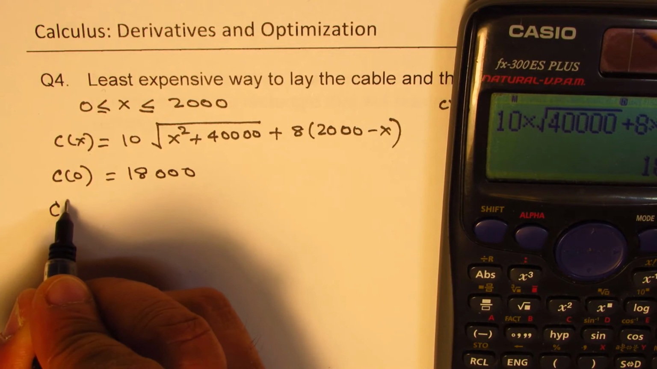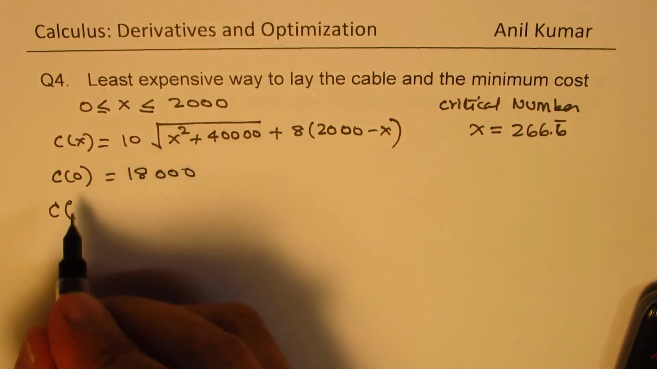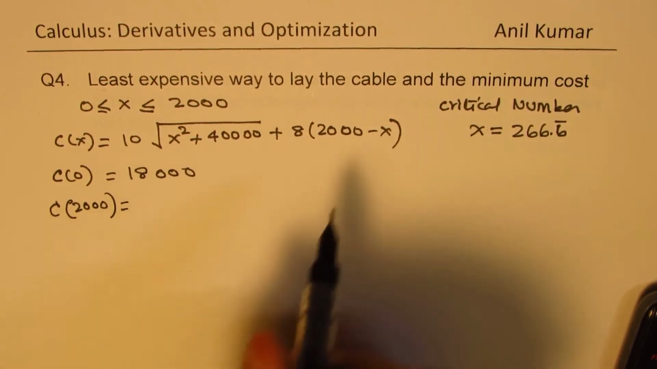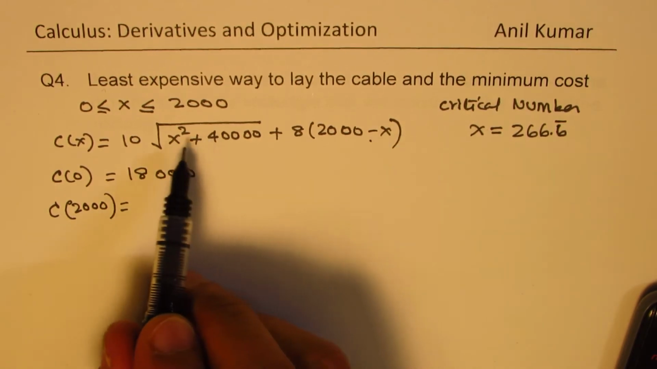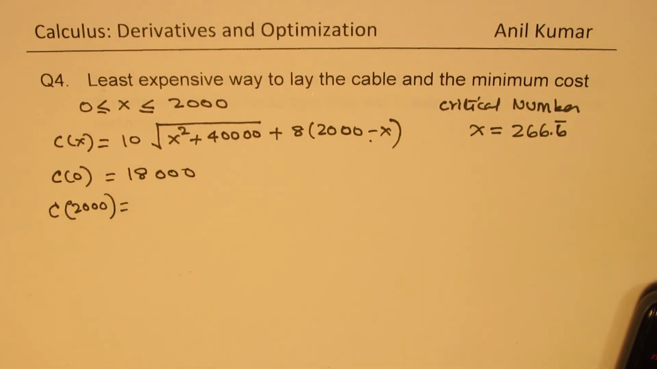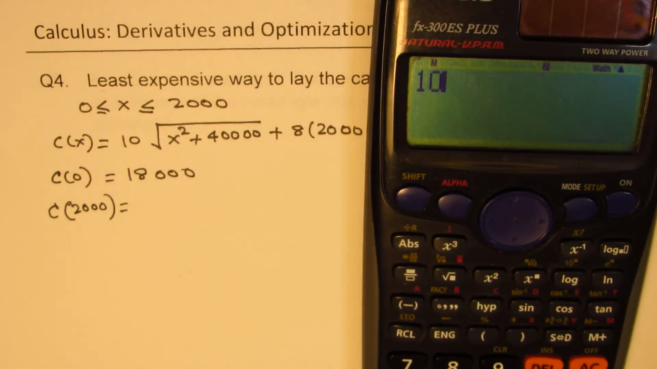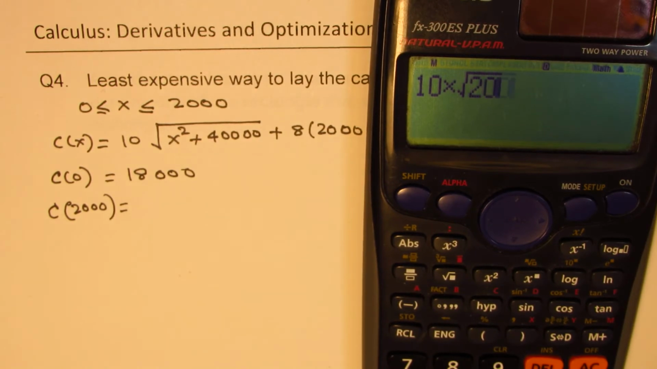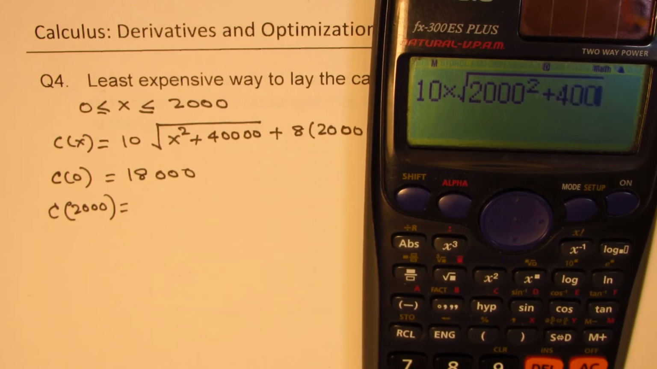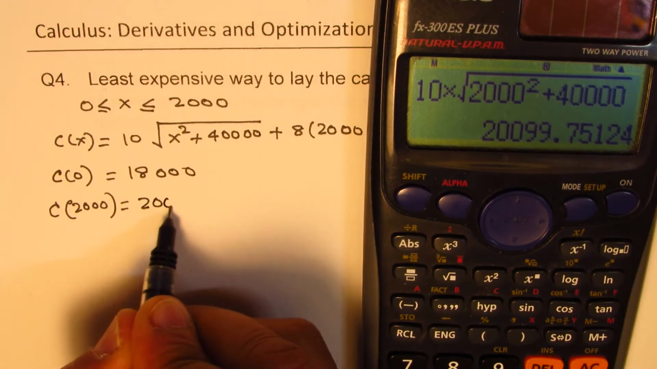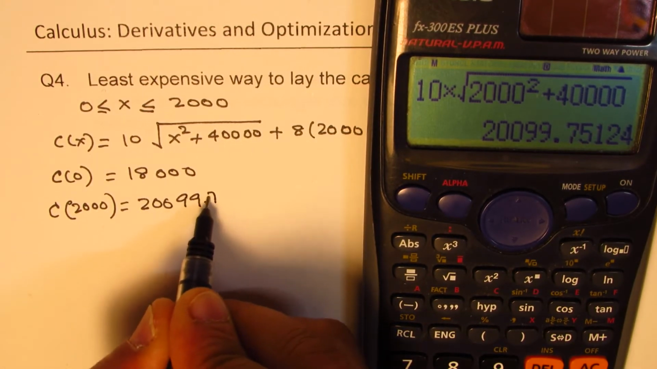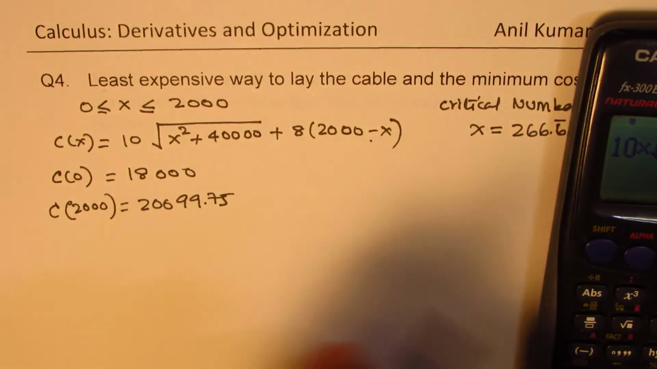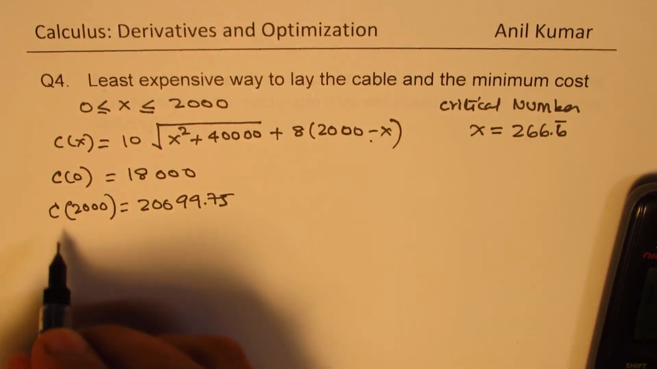Let's also find the cost when x is 2000. So if x is 2000, this term is 0, and let's find the cost here. It will be 10 times the square root of 2000 squared plus 400, which is equal to 20099.75.